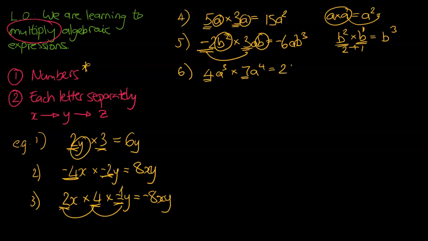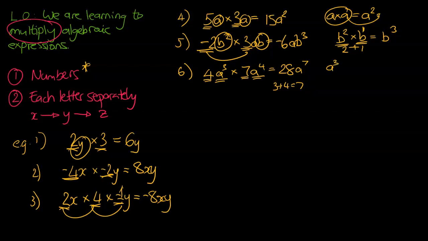4 times 7 is 28. We then deal with the letters. We've got 3 a's here and 4 a's here. Add them together, we've got 7 a's, a to the power of 7. That's a bit of a weird idea. So 3 plus 4 equals 7. It's weird that we're adding, even though we're multiplying.